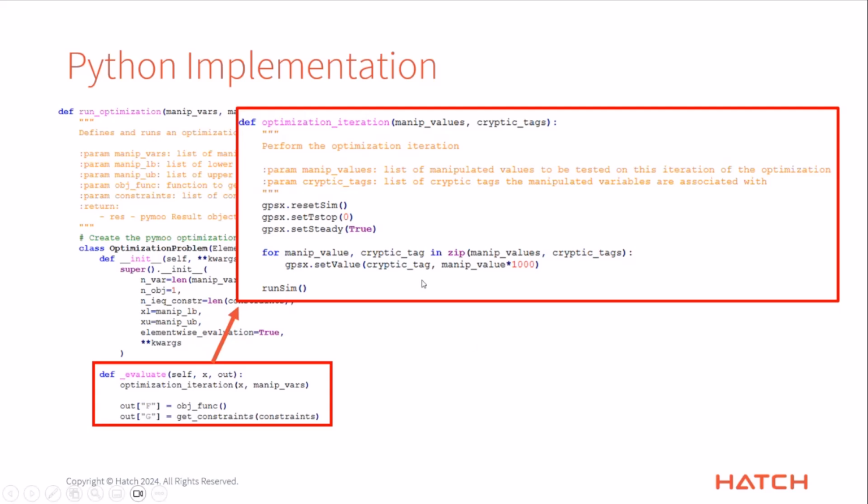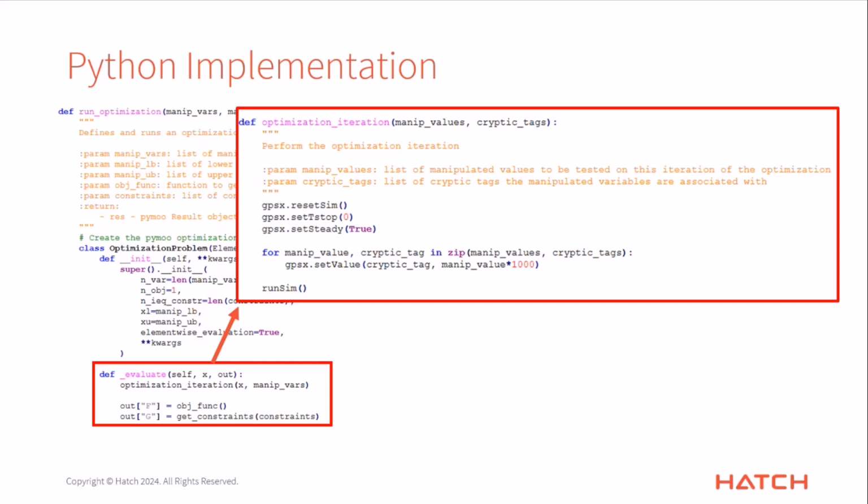Then we set the manipulated variables that the optimization algorithm is providing to us, and those are set with the GPSX set value command. Essentially it's going to change what our ferric chloride dosage is for each one of these individuals when they're being executed. Then we call our run sim, and it will actually execute the GPSX simulation and then pull those results out after.